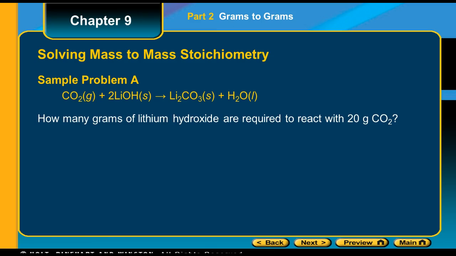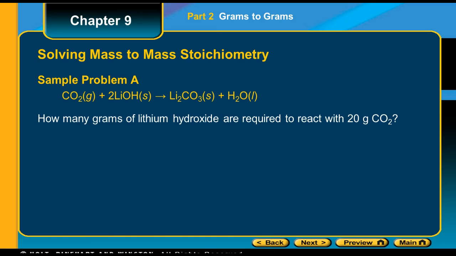Alright, so if we're looking at this equation, we have CO2 plus 2 LiOH makes Li2CO3 and H2O. And it's balanced because I see a coefficient in there. And I'm given this problem: how many grams of lithium hydroxide are required to react with 20 grams of CO2? Okay, and in the mole ratio section, we learned that if we can get from moles of CO2, we can go to moles of the lithium hydroxide.